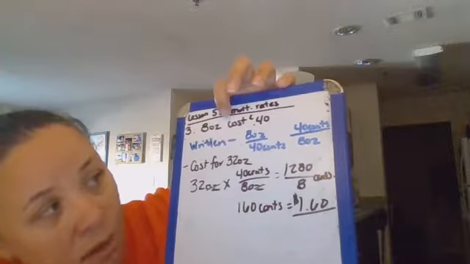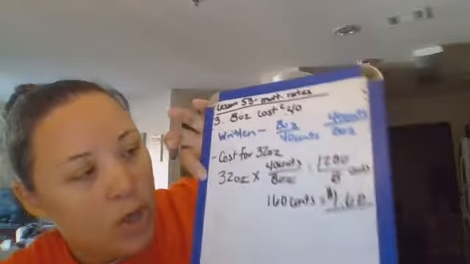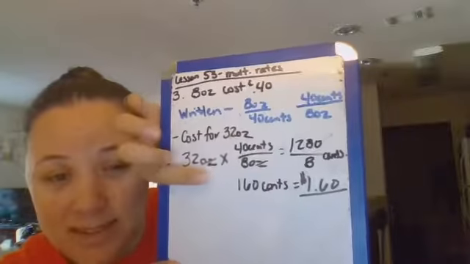So 8 ounces of something costs 40 cents. 32 ounces of that same thing is $1.60.